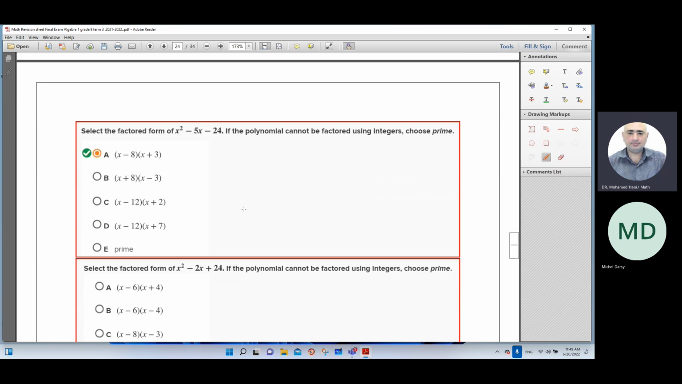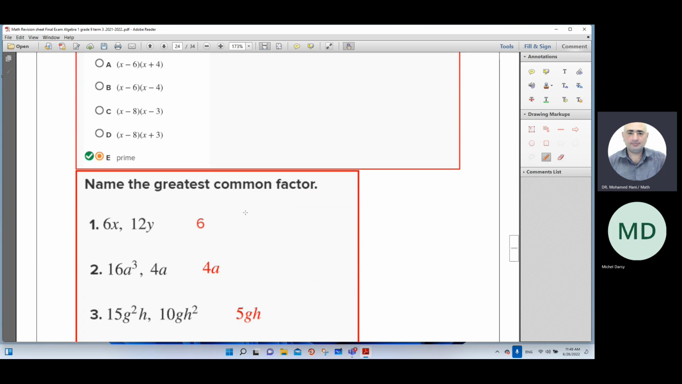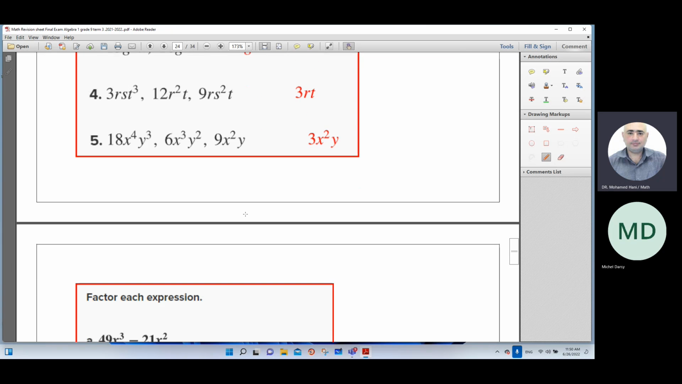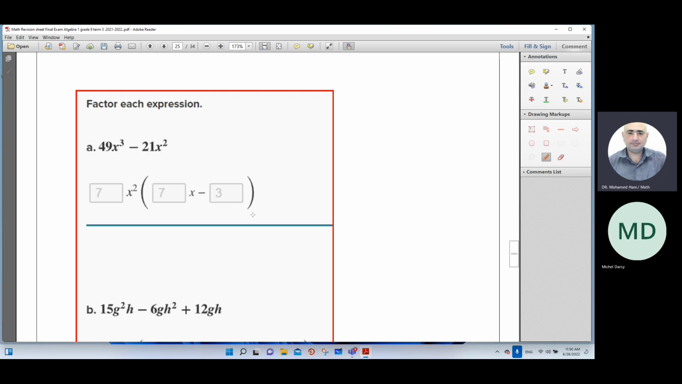Here's the same idea here. Here important. When you want to factor, means take the common factor between the numbers.